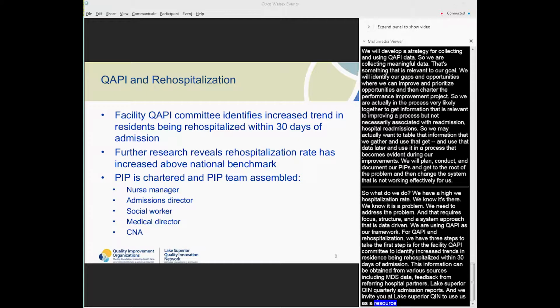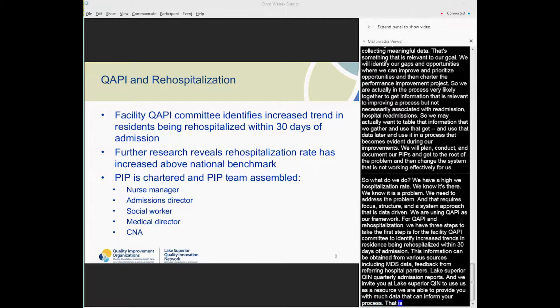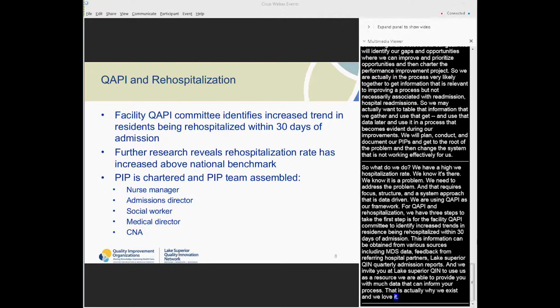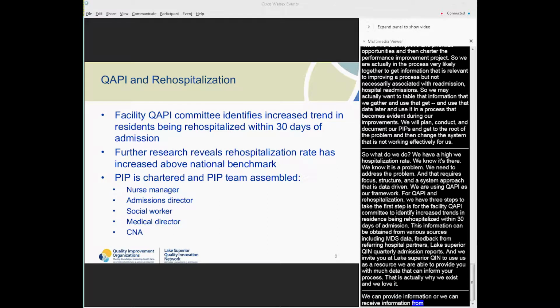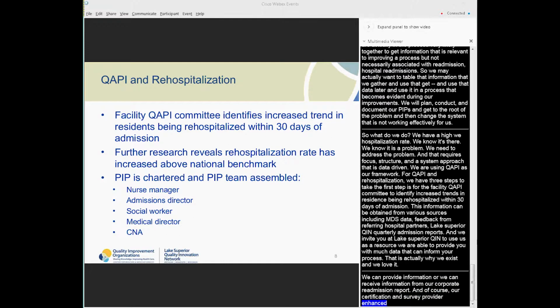We can provide information, or we can receive information from our corporate readmission reports, and of course our certification and survey provider enhanced reports, the CASPER confidential feedback report. This is your nursing home's official rehospitalization data, so that's internal data.